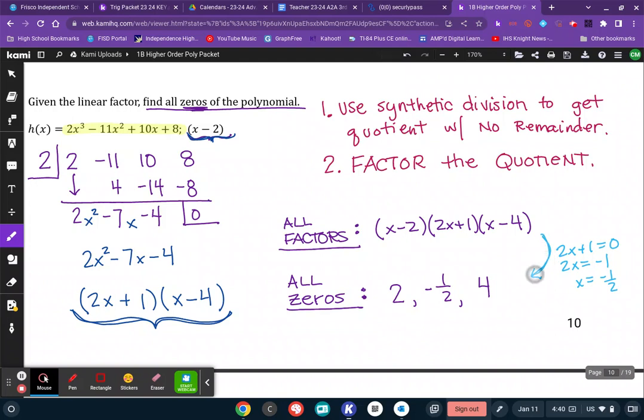So this process here is we set each individual factor equal to 0 and then solve in order to get the zeros. Okay, lots and lots of practice to be done on pages going all the way through 13. So you should be able to complete all notes and practice problems in the packet from page 1 through page 13. And the answer key is posted on Canvas.